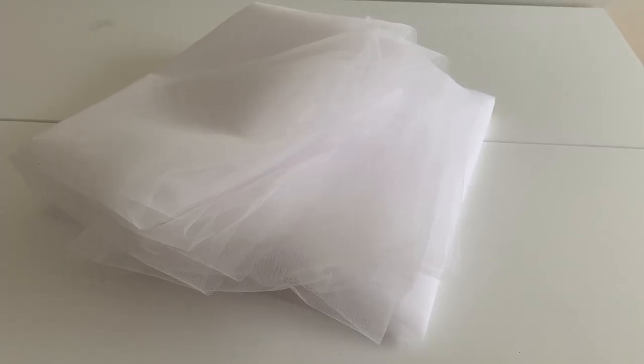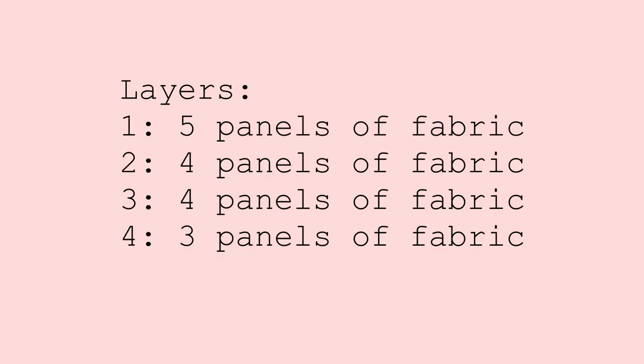I did some calculations before I bought my fabric. A romantic tutu has between 3 and 5 layers of tulle. I'm just going to do 4 layers. Following the video by the professional, the top layer will be 5 panels of 150 cm wide fabric. The second and third layer will be 4 panels, and the fourth layer will be 3 panels of fabric. So I needed to calculate all that together, and that way I knew how much fabric I needed.